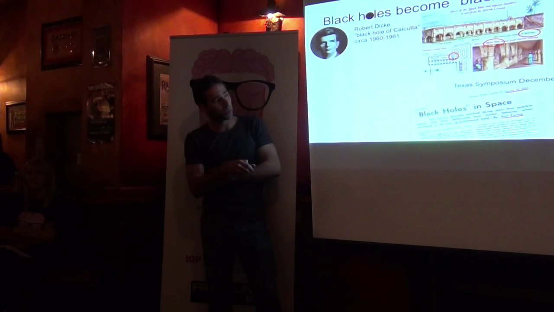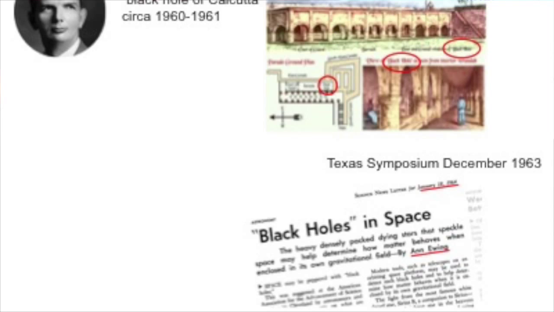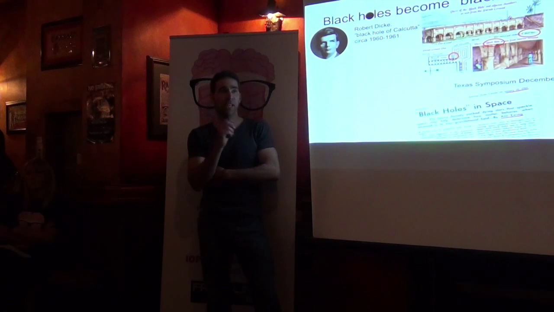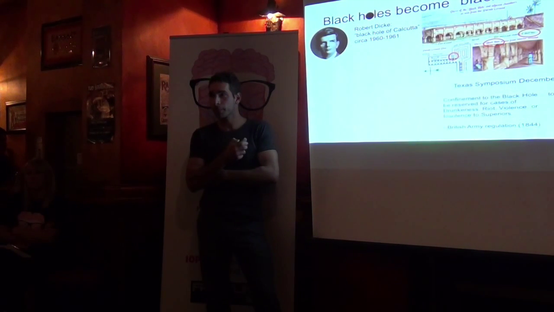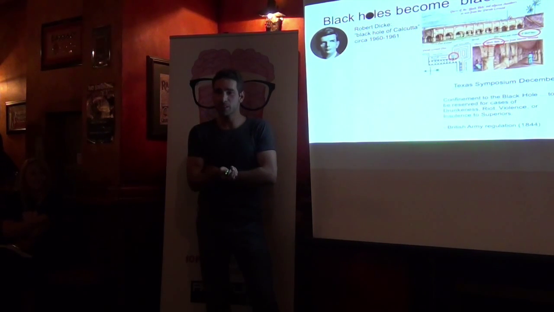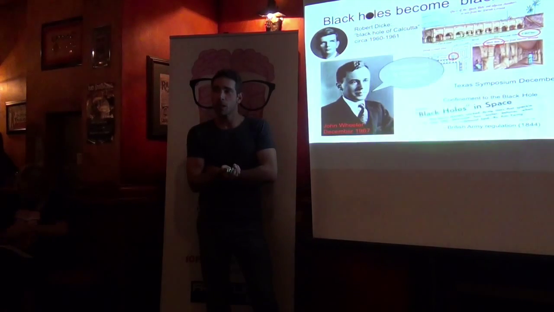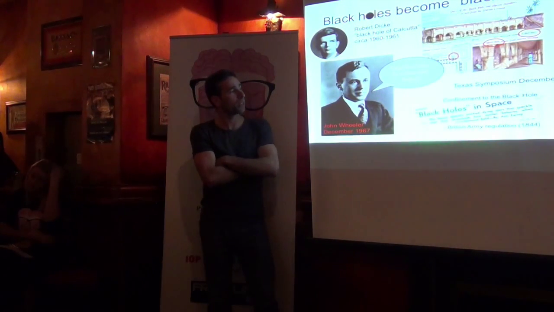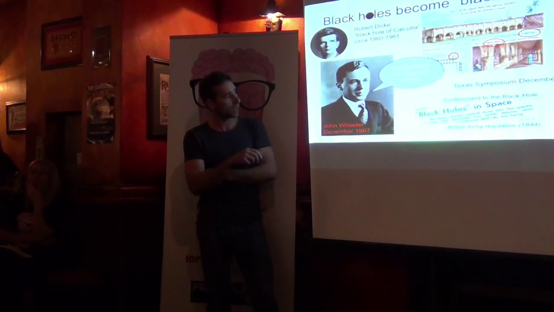The first time black holes appear in scientific print is January 1964, in an article by Anne Ewing, with her impressions of a conference in '63. But I found that they actually appear earlier than that. For those of you that can't read this, let me read it to you: Confinement to the black hole to be reserved for cases of drunkenness, riot, violence, or insolence to superiors, British Army Regulation 1844.